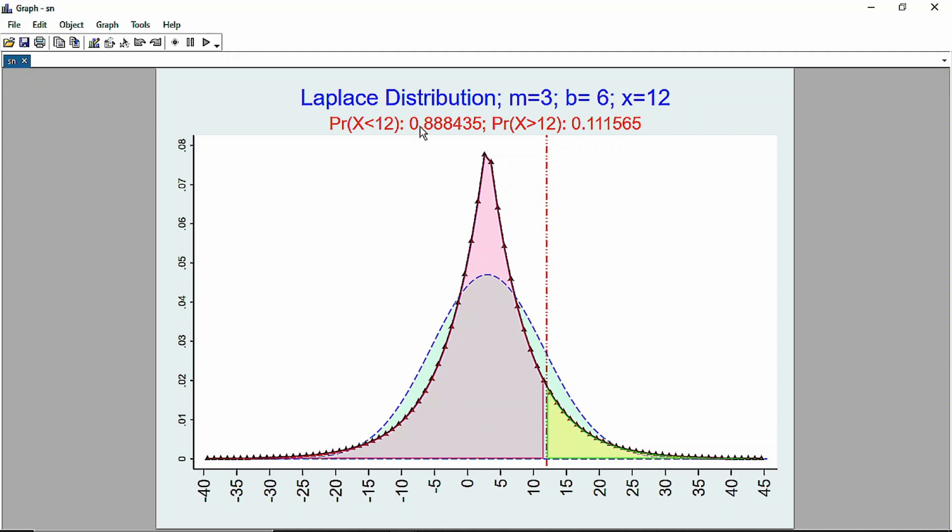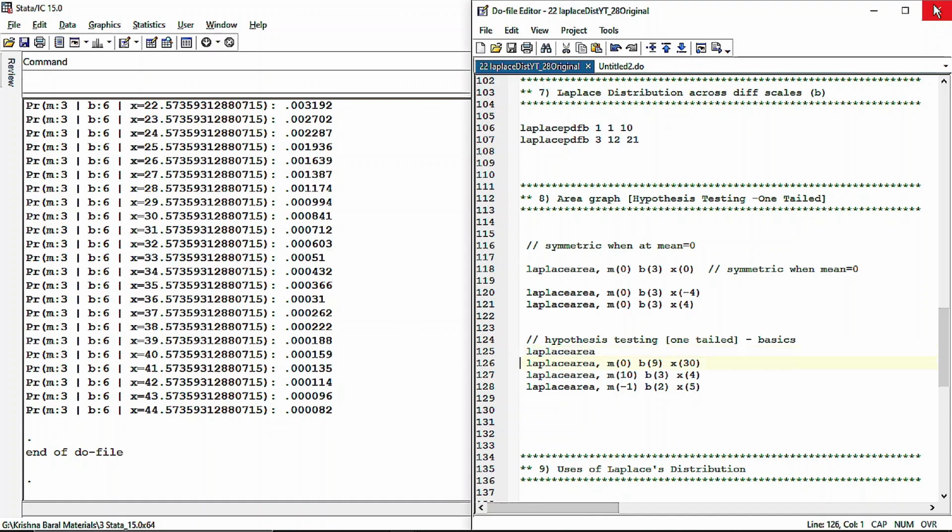So in this case, we fail to reject the null, and we conclude that the value of x equals 12. And for x greater than 12, for this alternative hypothesis, again the area is greater than 5%, the alpha value. So we fail to reject the null in this case as well. In both cases, we fail to reject the null, and we conclude that x is 12. Now let us see another example where the mean parameter is 0 and the scale parameter is 9, and we want to test the hypothesis whether x is less than 30 or greater than 30.